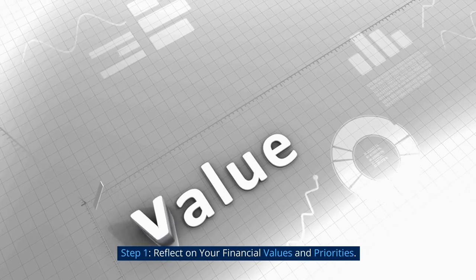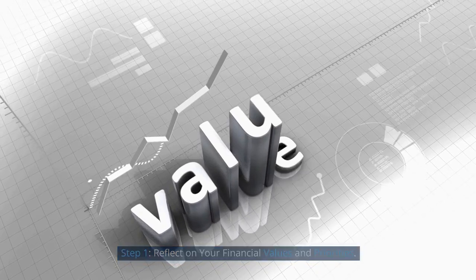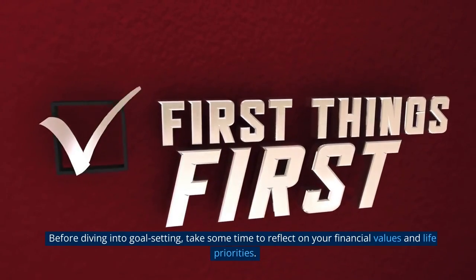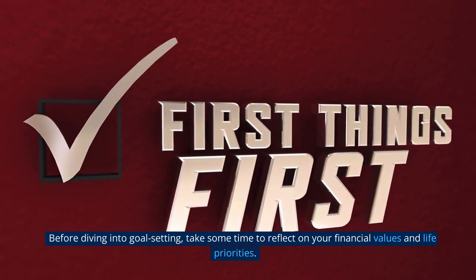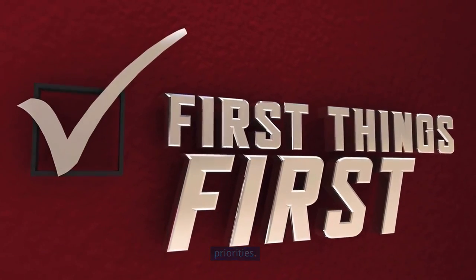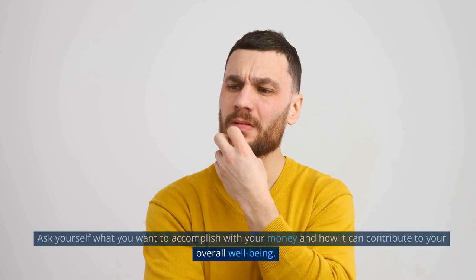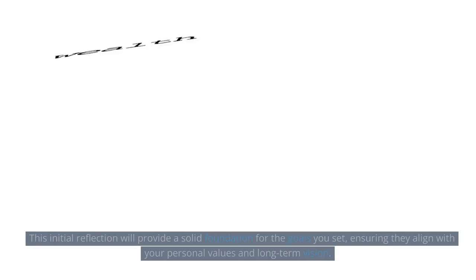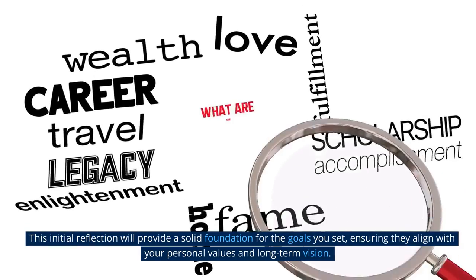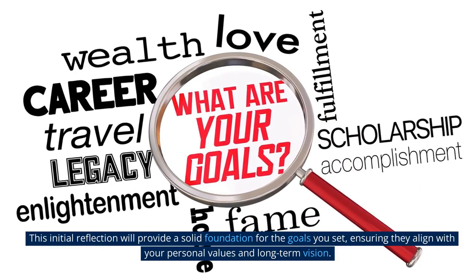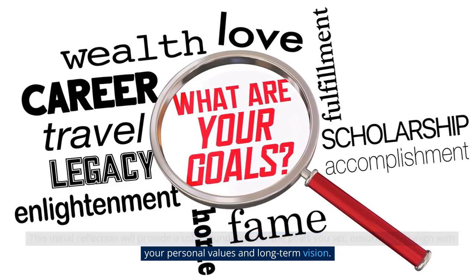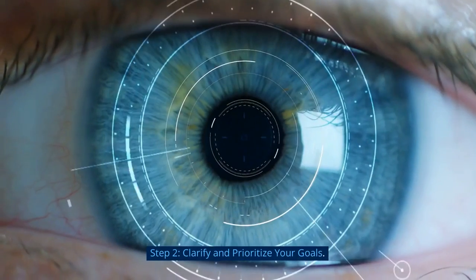Step 1. Reflect on your financial values and priorities. Before diving into goal setting, take some time to reflect on your financial values and life priorities. Ask yourself what you want to accomplish with your money and how it can contribute to your overall well-being. This initial reflection will provide a solid foundation for the goals you set, ensuring they align with your personal values and long-term vision.